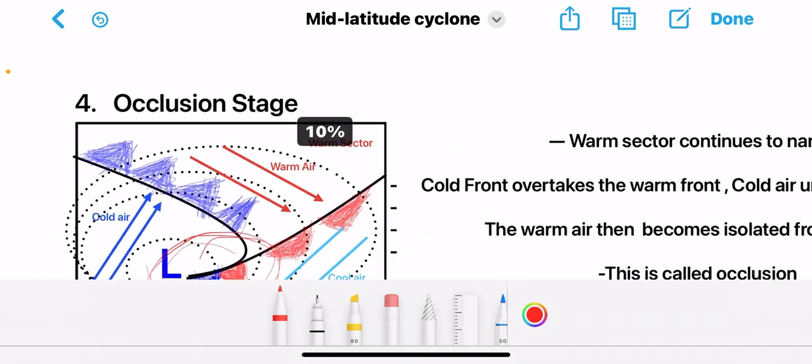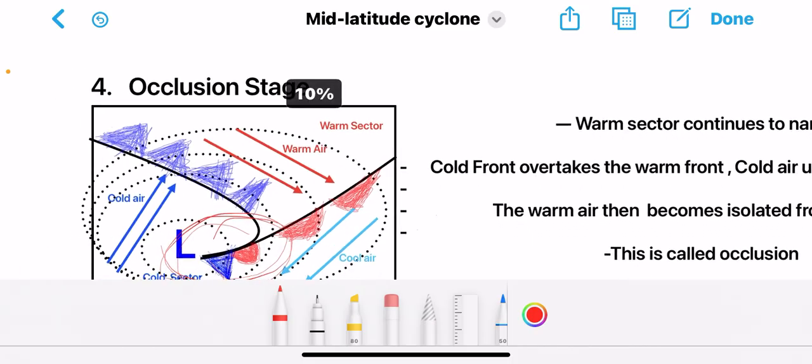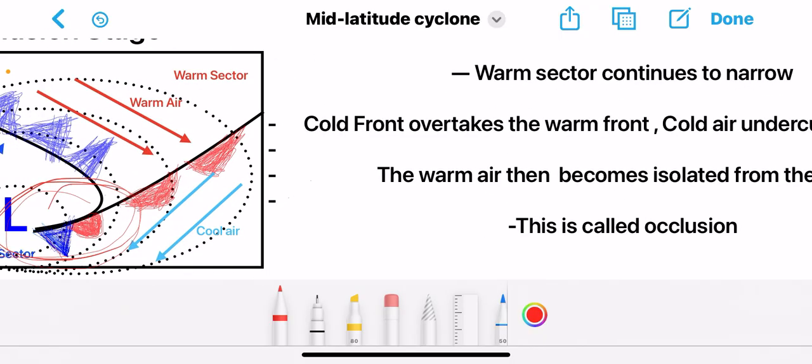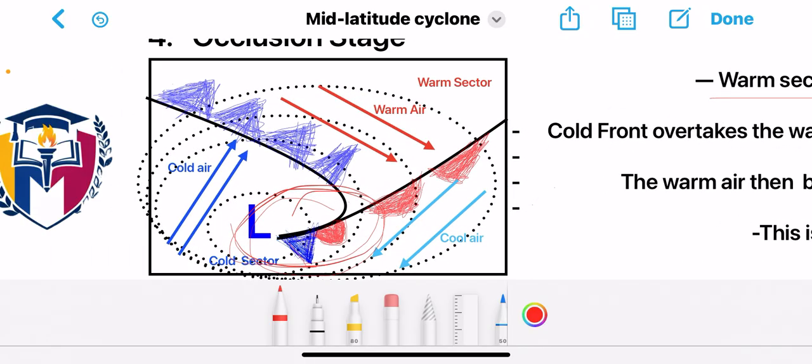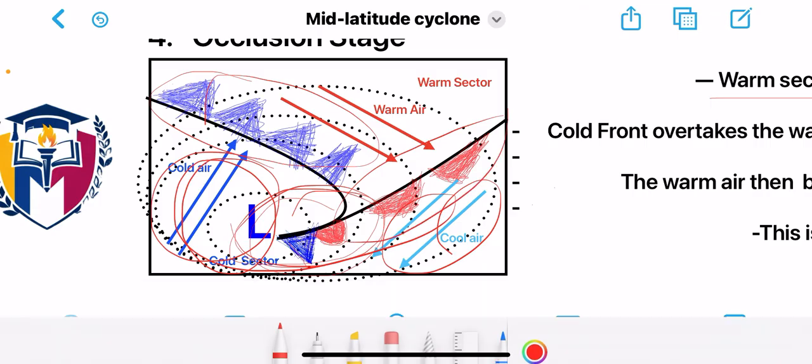But here it's the occlusion stage in general. So they will ask you to describe this occlusion stage itself, which led to the development of a cold front occlusion or a warm front occlusion. So now, what do we say here? We say the warm sector continues to narrow. Remember, the cold front is faster because the cold air behind it is pushing it to overtake what? To overtake the warm front.